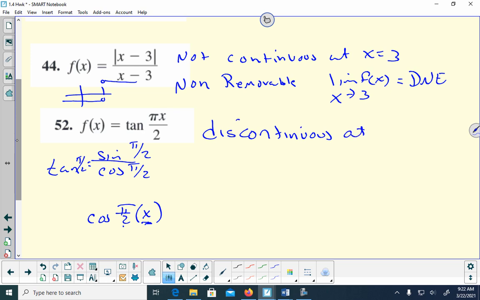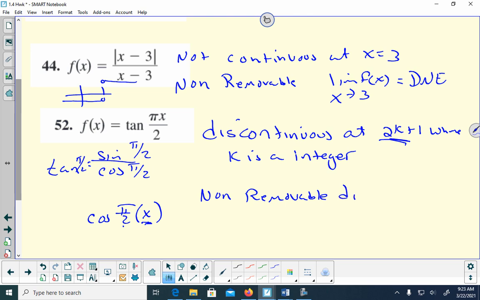So to do odd numbers, I'm going to say 2k plus 1, where k is an integer. So that'll make sure that that's an odd number. And because if you remember your graphs, that forms an asymptote, I'm going to say that it is a non-removable discontinuity, because I have those asymptotes that are formed there.